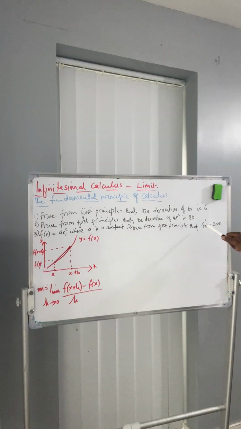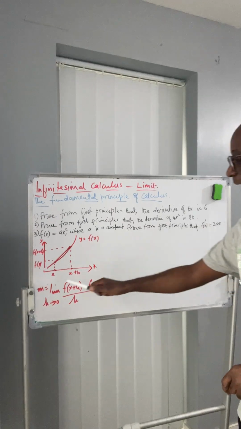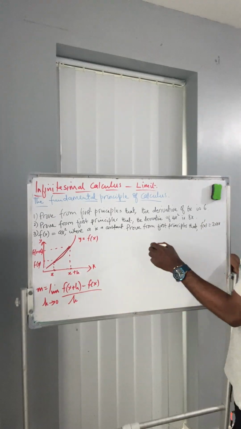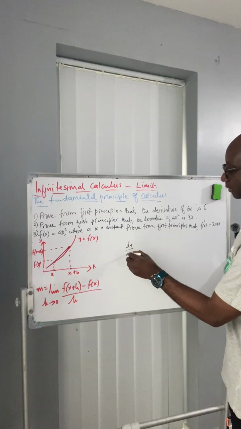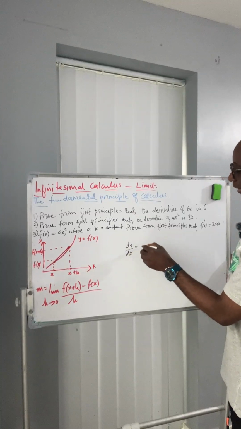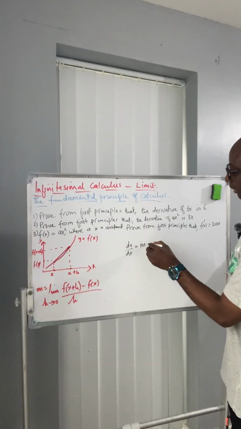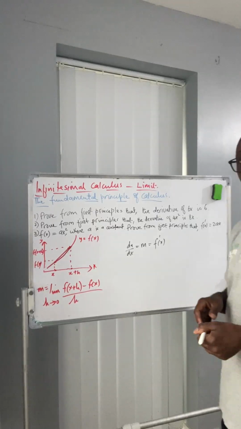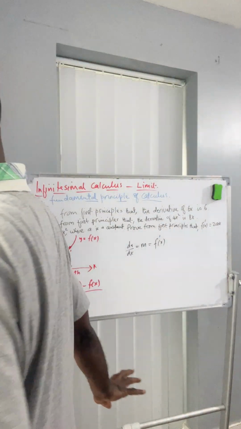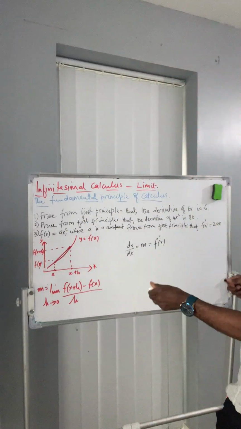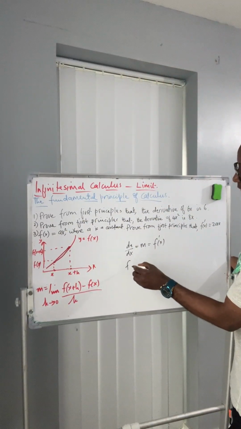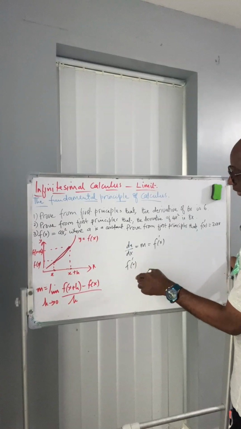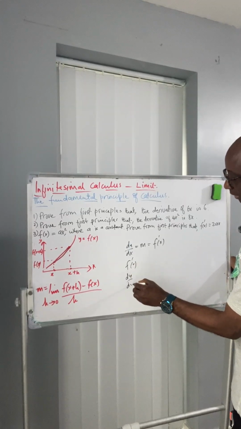When you see f prime, this prime here is the same as gradient, the same as derivative. So if you don't want to write f prime x, you write m. If you don't want to write m, you write dy dx. They are all the same. This is m, it's gradient. This is f prime x. So the way the problem is given to you, then you know which one to use, especially these two, f prime x and dy dx.